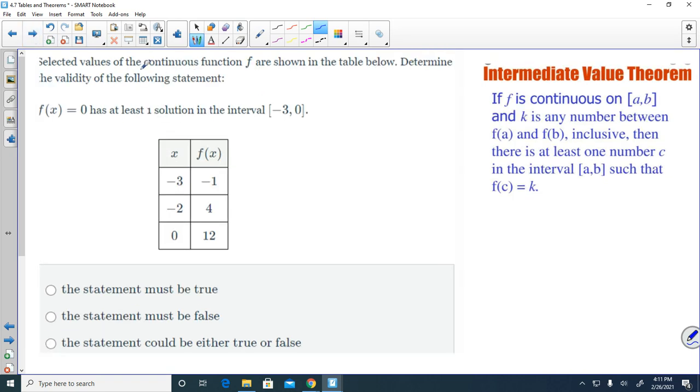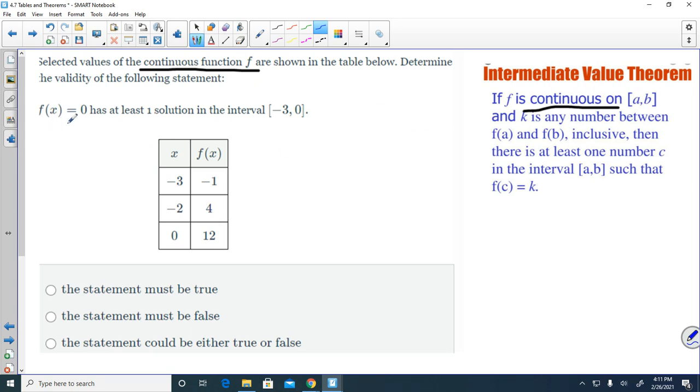But then this one, notice it does tell me the function is continuous. Determine the validity of the following statement. Continuous on a to b. So it's continuous from, it looks like continuous always.